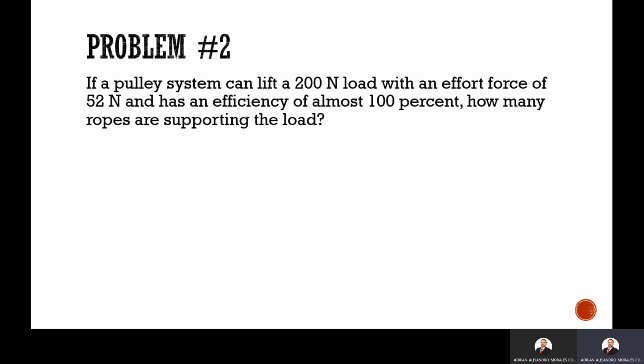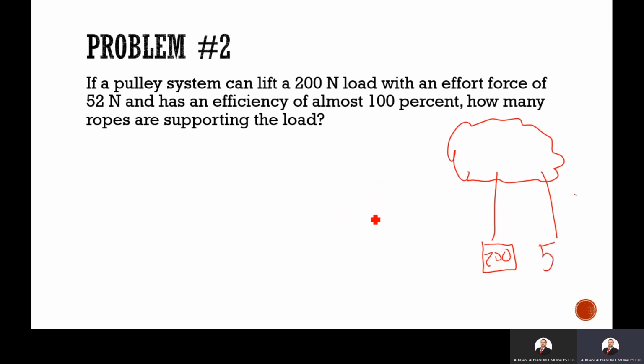Well, we're talking right now about a pulley system. We don't know how many ropes we have, but we have a load that's going to be 200 newtons. And also, it is lifted by a system of pulleys that we don't know how many ropes are supporting the load. But we know the effort force is about 52 newtons.